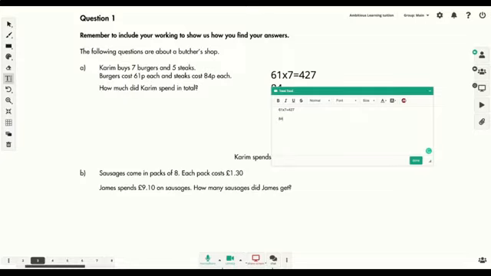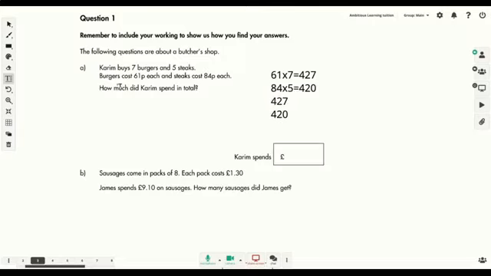84 multiplied by 5 gives you 420. And then we need to put the difference of both of them. 427 minus 420. Sorry, I need to add them, not minus them. Remember, don't make the same mistake that I was trying to make right now.